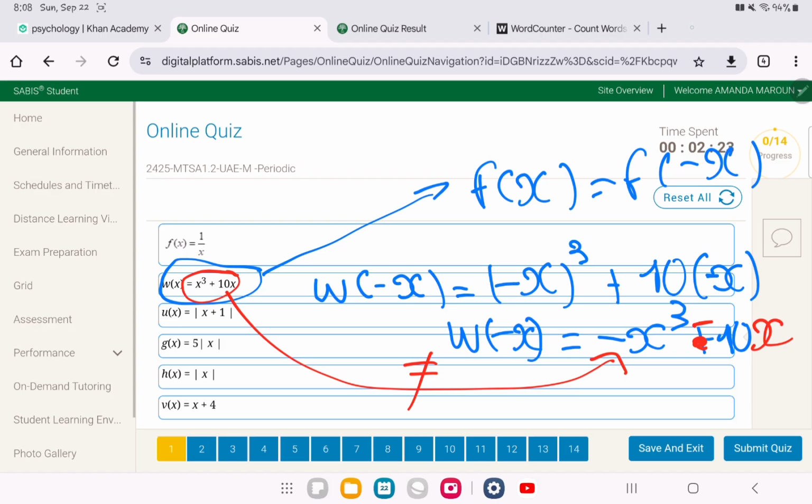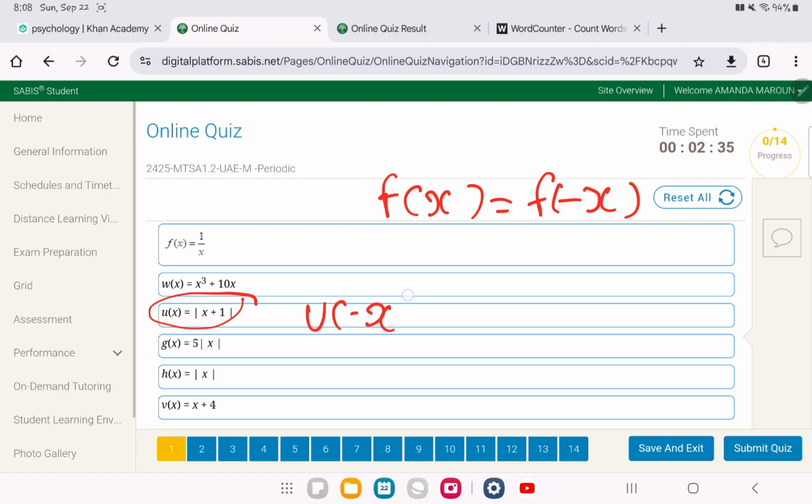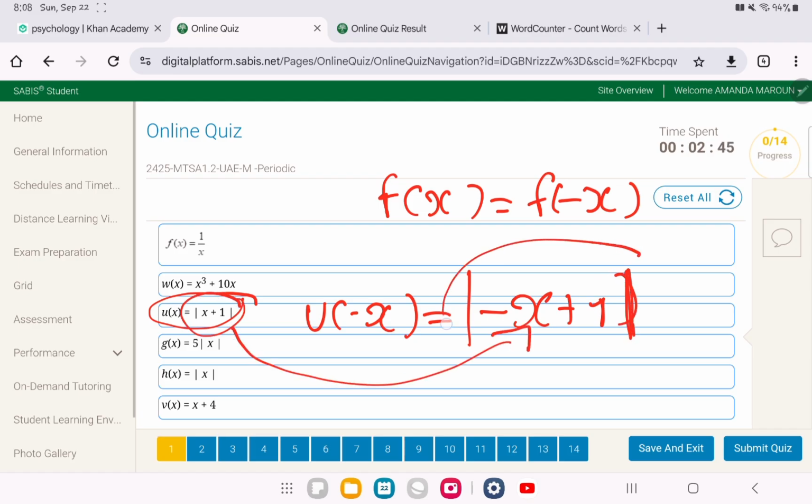is different than -x to the power of 3 minus 10x. Then if we follow f(x) equals f(-x), for this one we have u(x) equals the absolute value of x plus 1, then u(-x) is equal to the absolute value of -x plus 1. Definitely the absolute value of x plus 1 is totally different from the absolute value of x minus 1.